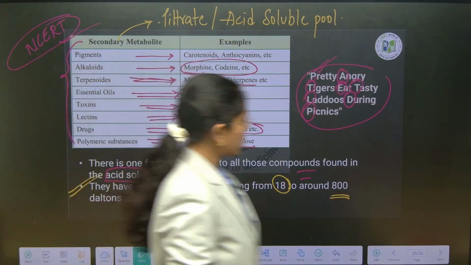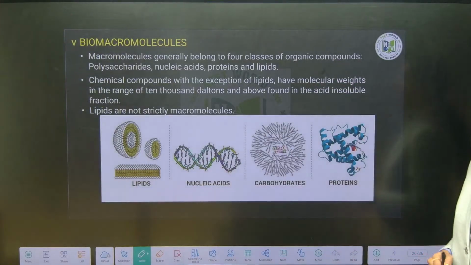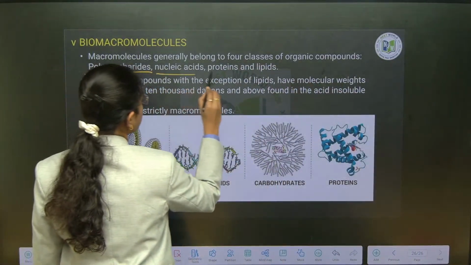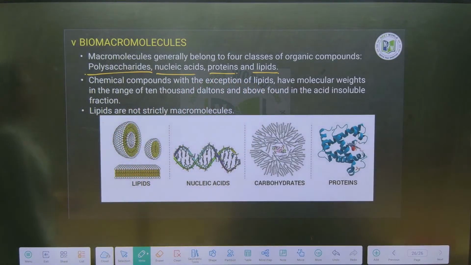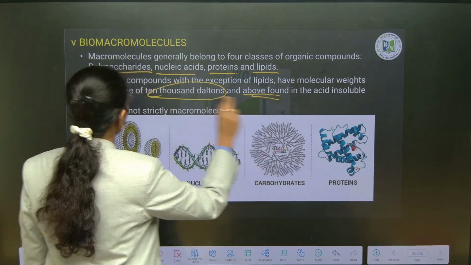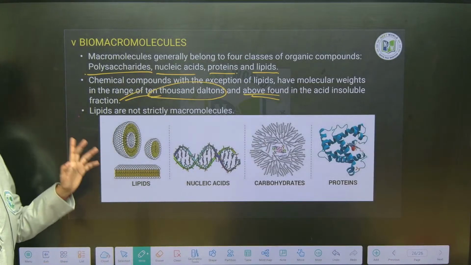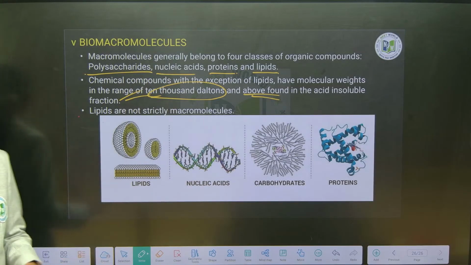Next we go with biomacromolecules. Macromolecules generally belong to how many classes? Four classes of organic compounds we have discussed, right? First is polysaccharides, then nucleic acids, proteins and lipids. These chemical compounds, with the exception of lipids, have molecular weights ranging from 10,000 Daltons and above, in the acid insoluble pool. Lipids are not strictly biomacromolecules. I already told you the reason, because their molecular weight is around 800 Daltons.